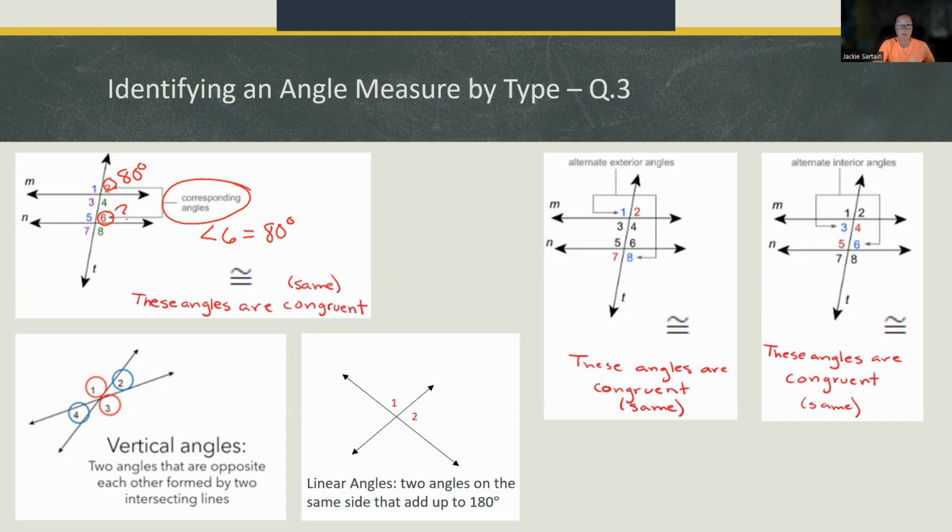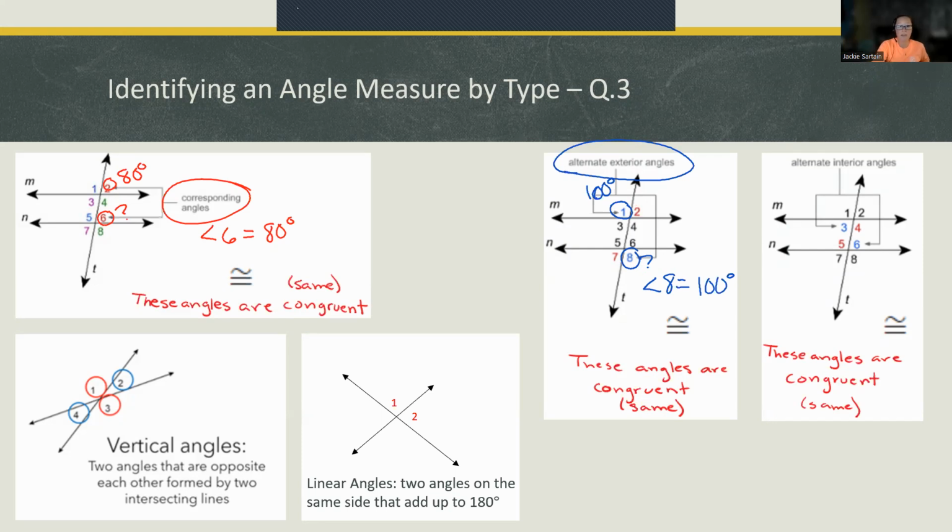Just like if I was to come over here on our alternate exterior angles, and let's say I knew angle measurement 1 was 100, and I was asked to find the measurement of angle 8, I could say it's going to be 100 degrees because they are alternate exterior angles. When we have classification of angles, the whole purpose of classifying them is so that we can help find those values.